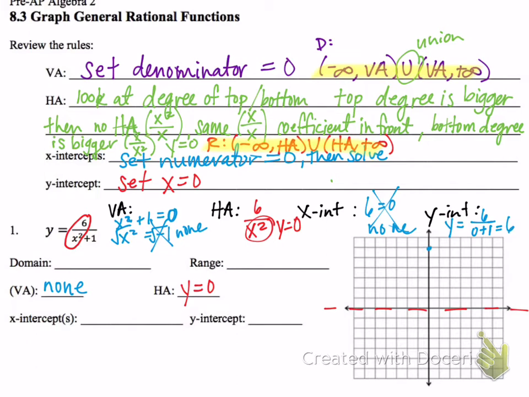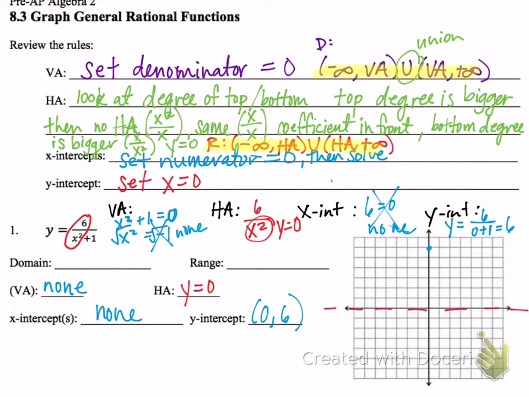And the reason why I don't have any x-intercepts is because my horizontal asymptote is at 0. So it's actually never going to touch 0. It'll never touch the x-axis. It'll get really close, but it'll actually never touch the x-axis. So I have no x-intercepts, and I have a y-intercept at 0, 6.